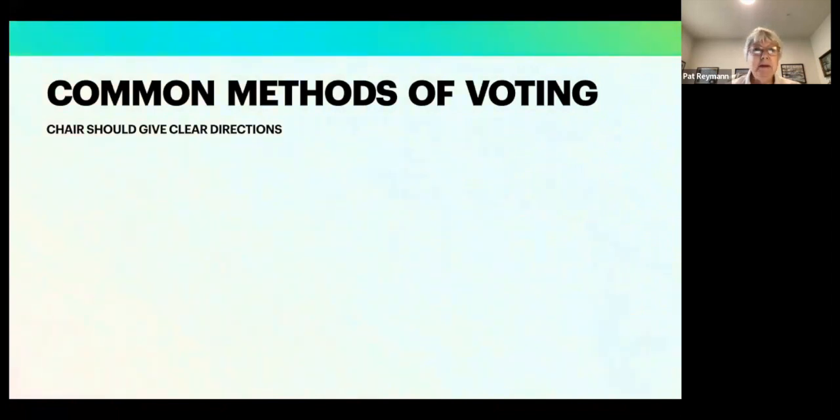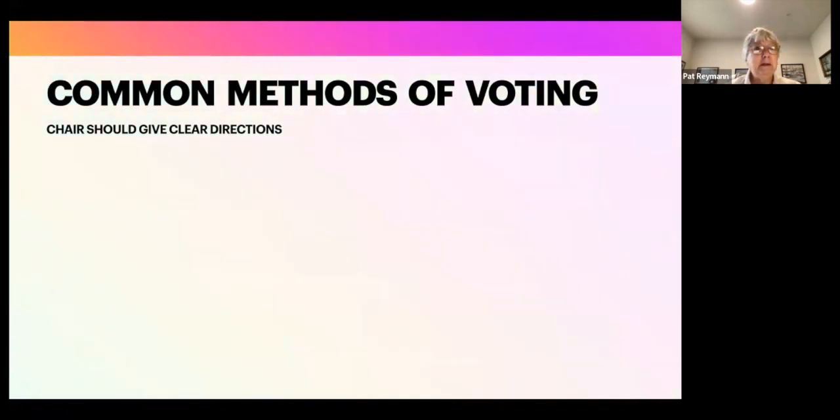So common methods of voting. No matter what is chosen as a method, the chair has to be sure to give clear directions, because everybody needs to know what's being voted on and what it is they need to do or say in order to express their opinion. So chair has to be sure to give directions.